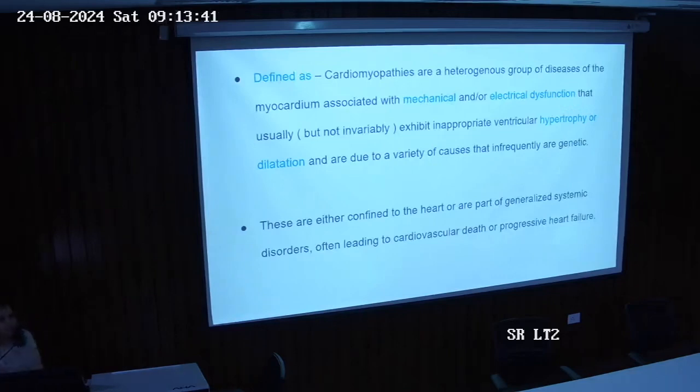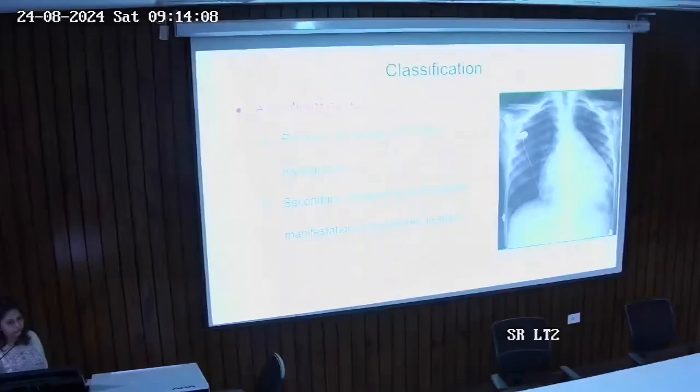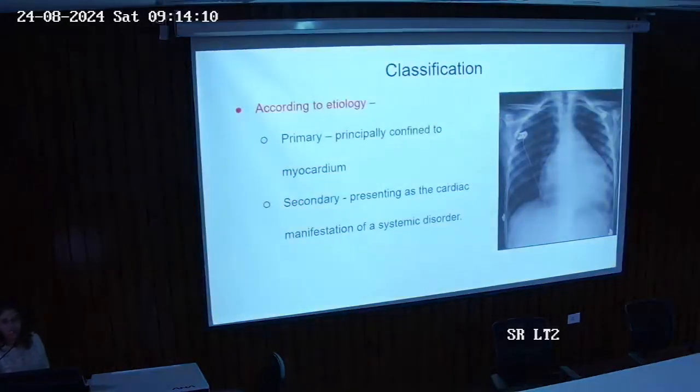Okay, so how is it defined? Cardiomyopathies are a group of diseases. It's there in the name. It affects the myocardium. Okay, it is associated with mechanical and or electrical dysfunction that usually exhibits inappropriate ventricular hypertrophy or dilatation. Okay, these can be confined to the heart or it can be a part of generalized systemic disorders. Now, how will you classify this?